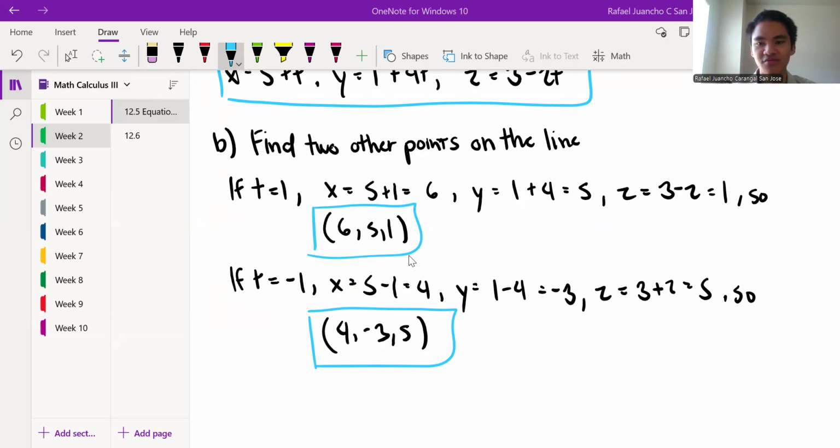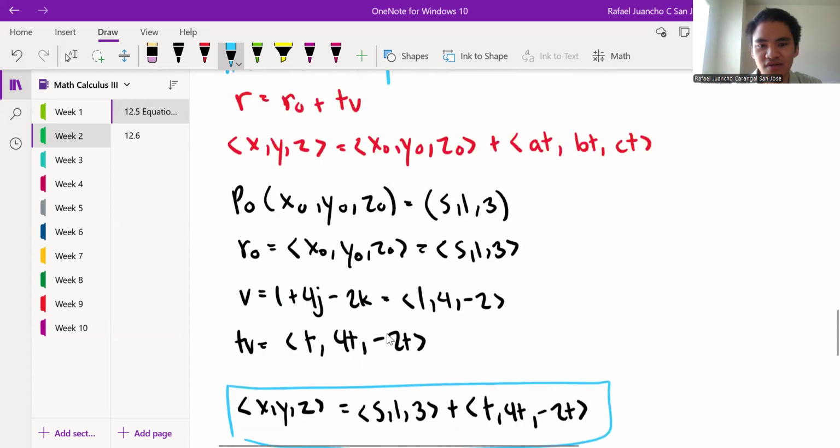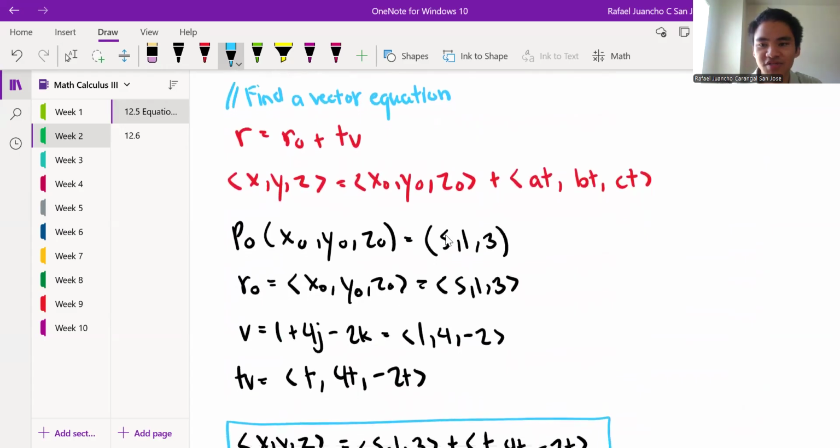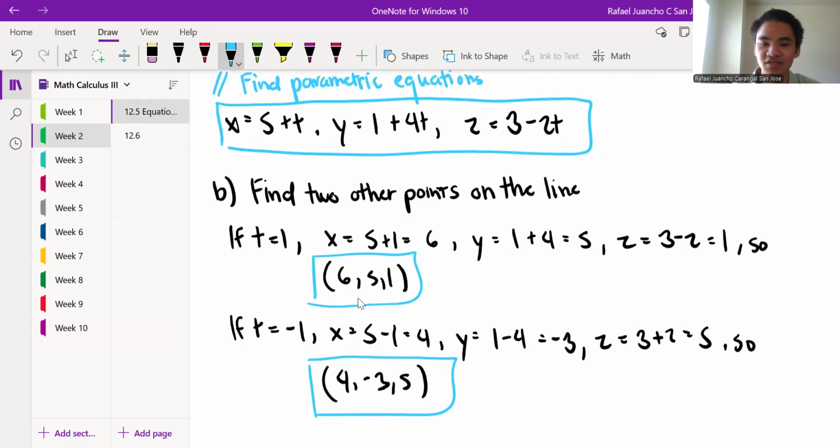The vector equation and parametric equations of a line are not unique. So if we change the point or the parameter, or choose a different parallel vector, then the equations change. For instance, if instead of 5, 1, 3, we choose the point 6, 5, 1. If we change our initial point to 6, 5, 1, then our parametric equations will become different, obviously, right?